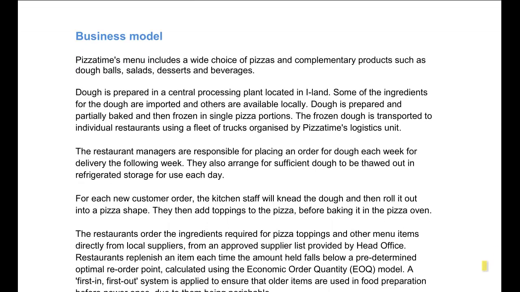So we can see that in addition to this wide choice of pizzas, they also offer things such as dough balls, salads, desserts, and beverages. Now, this word here, complementary products, feeds into what I was speaking about in that first page on your role on pricing strategies, that perhaps they offer deals where you buy a pizza and you also buy dough balls and a salad along with it, and you get it for cheaper than buying all of it separately, all of it individually. It also gives us some indication about where their materials come from.